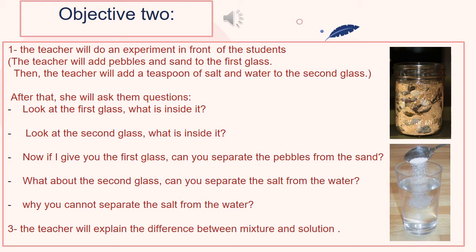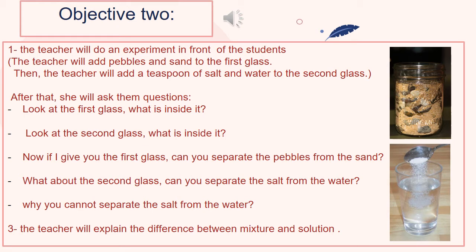She will add pebbles and sand to the first glass, and the teacher will add a teaspoon of salt and water to the second glass. Then the teacher will ask the students some questions, which are: look at the first glass, what's inside it? Look at the second glass, what is inside it? And she will say, now, if I give you the first glass, can you separate the pebbles from the sand?